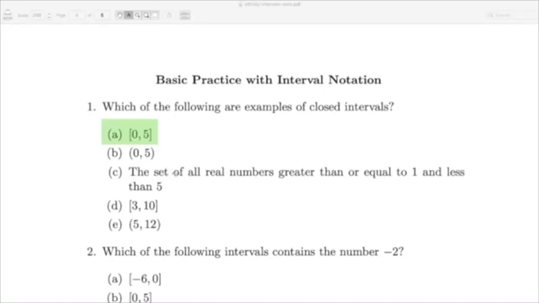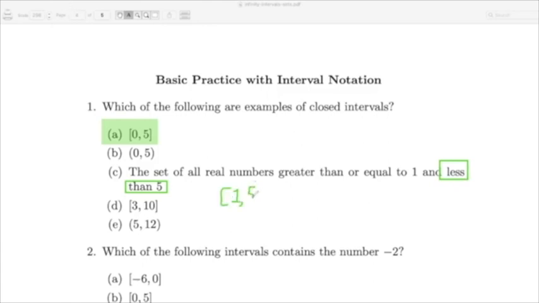This one's tricky because it's in words. Set of all real numbers greater than or equal to 1 and less than 5. Is that a closed interval? Yeah, one part is like half closed, right? Less than or equal to 5, less than 5 means that it's not closed. If you were writing this in symbols, it would be not including 5.